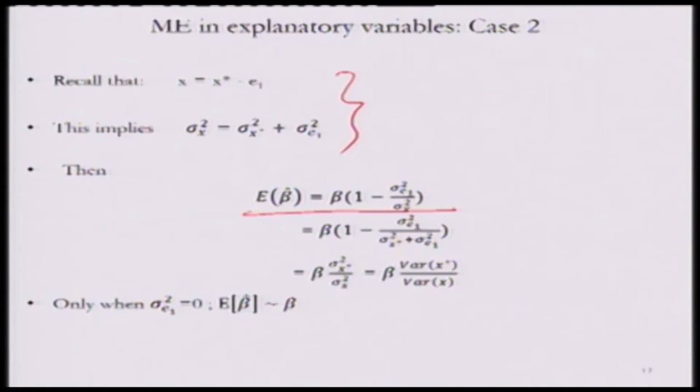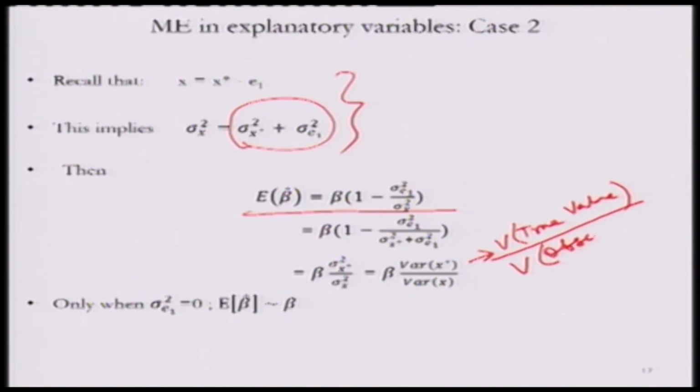Okay. So, this is what we have already done on the previous slide, and then we use this to once again simplify the expected value of beta hat to understand the extent of the bias, or the value of the bias to be more specific. We just replace the variance of x by the variance of x star and the variance of E1, and if you simplify this once again, what you are left with is beta times the variance of x star divided by the variance of x. So, what is this? This is basically the variance of the true value of x divided by the variance of the observed value of x.